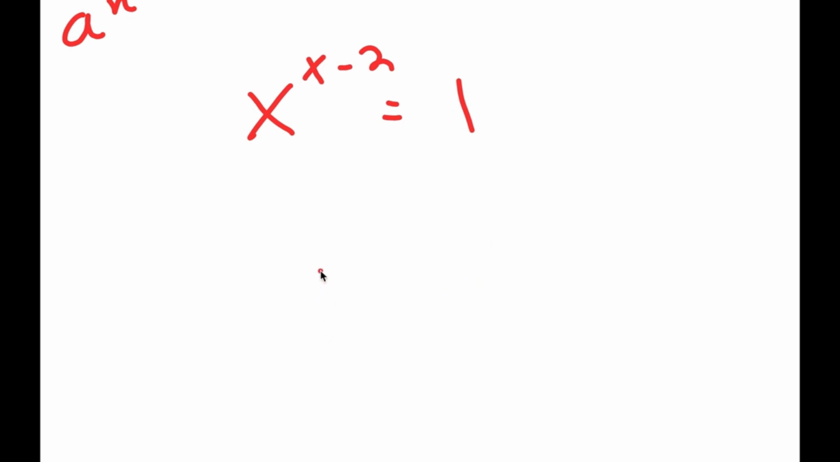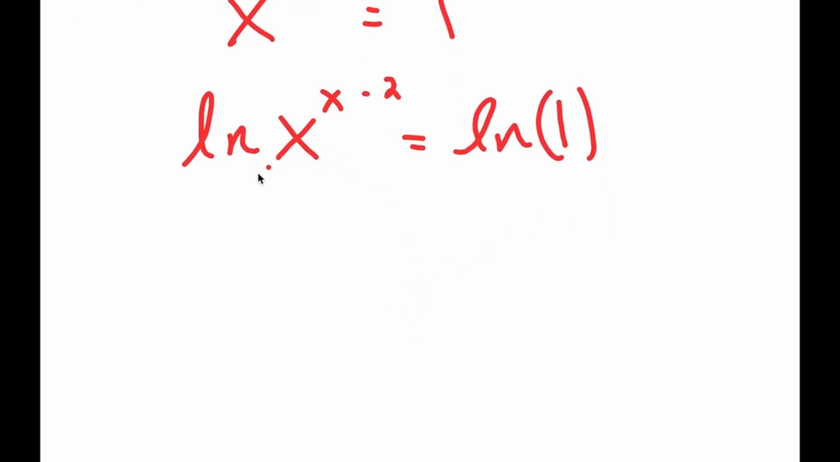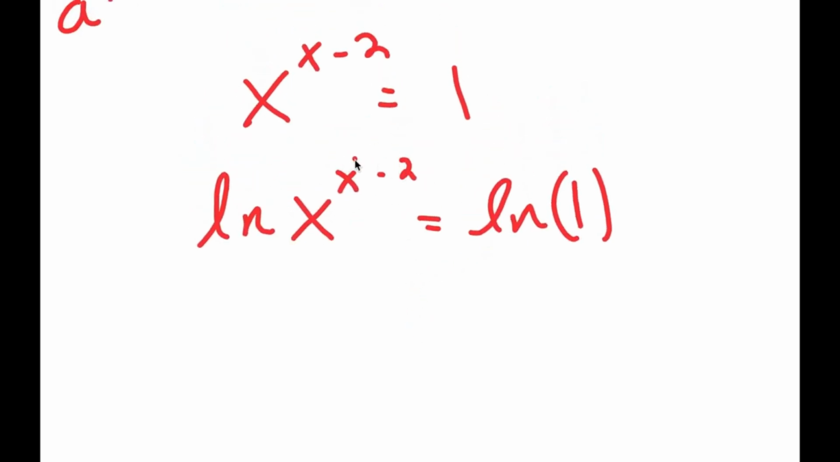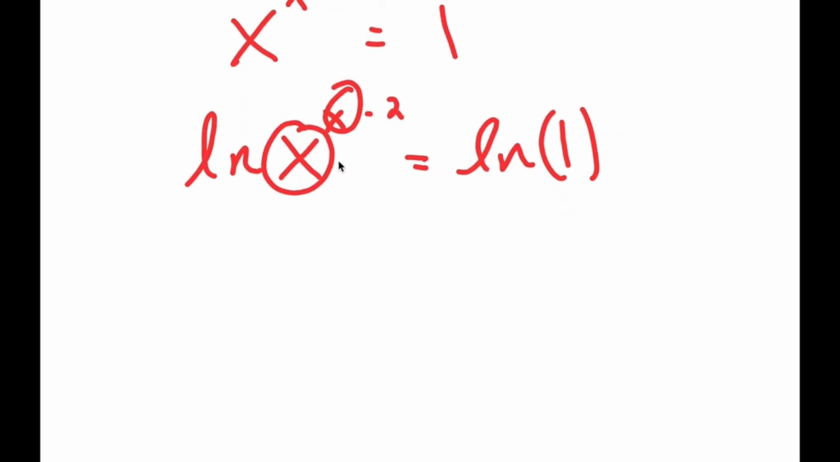Now, from here, what I can do is take the ln, or natural log, on both sides. So I get ln of x to the power of x minus 2 is equal to ln of 1. And the reason I did this is because we have x as a normal term as well as an exponent. So we want to get this exponent down to be a regular term. And the way I can do that is by taking the ln on both sides.